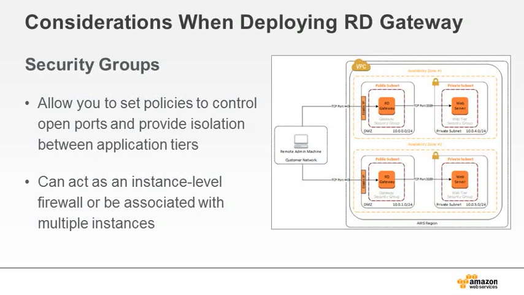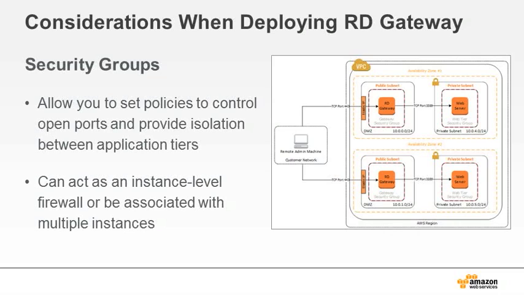This allows you to set policies to control which ports are open and provide isolation between application tiers. It acts, if you will, as an instance-level firewall, but it's not in the operating system, but rather below it at the hypervisor layer. So what that means is traffic will never bubble up to your web server in the web tier security group unless it is following the pattern that is defined by the security group. So TCP port 3389 coming from the remote desktop gateway or gateway security group.